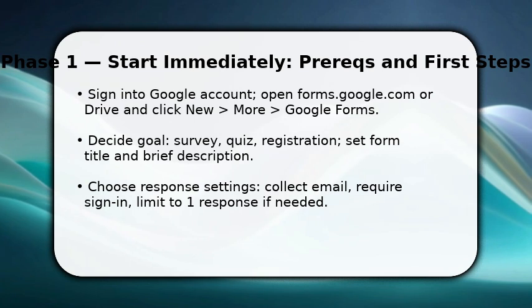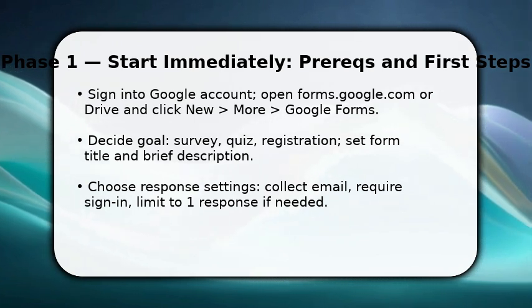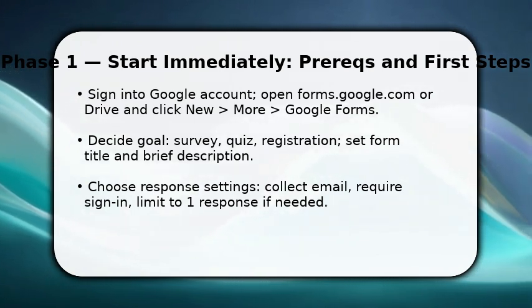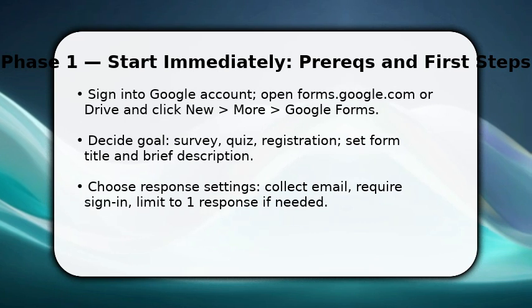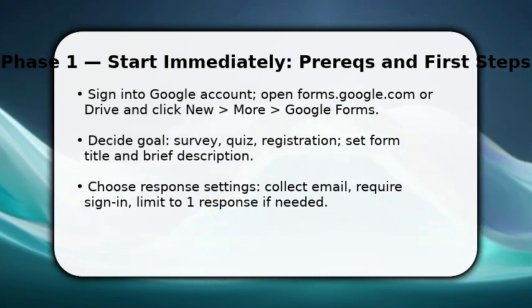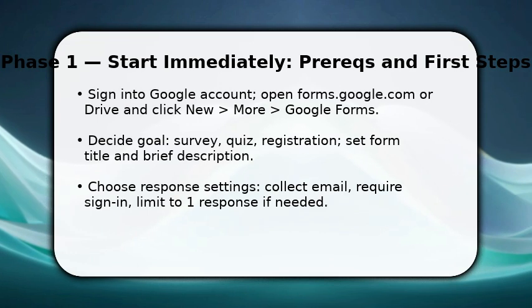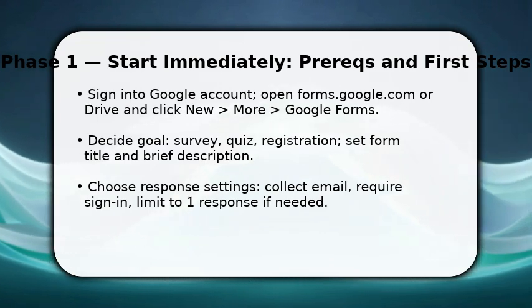Make a quick decision on form type: survey, quiz, or registration, because that determines default settings. Finally, select who can respond and whether sign-in is required. These prerequisites make the rest of the build smoother and faster.